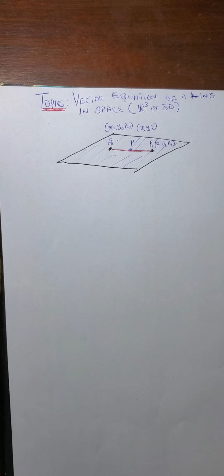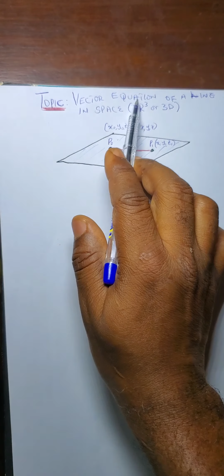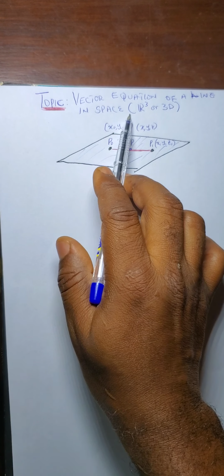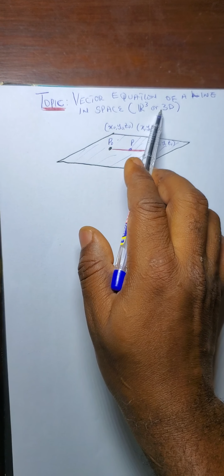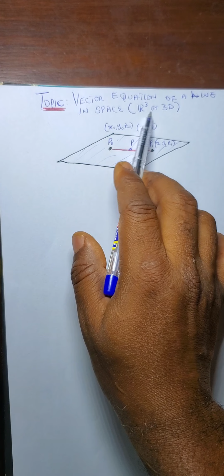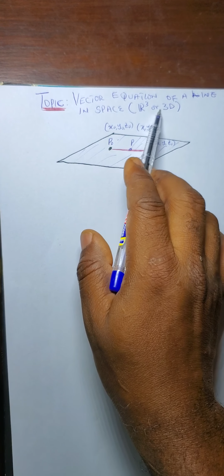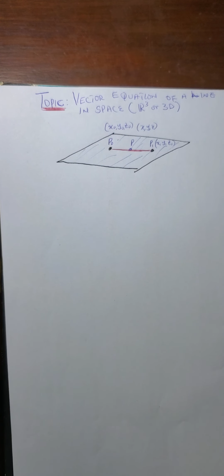Today, we are taking a topic under vector, and that topic is on the vector equation of a line in space. That is a three-dimensional space, the real number system in three-dimensional way. Now, we want to consider the vector equation of a line.